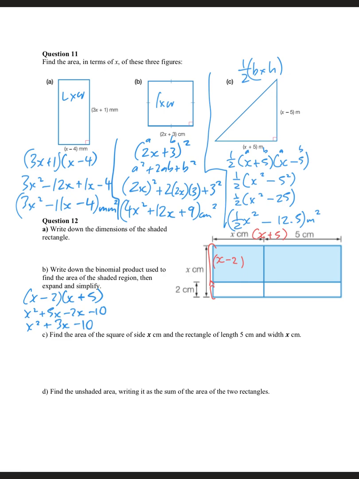Oh, okay, I see what this question is asking. It's asking me to write it there. So the shaded region is x take 2 width, and it's going to be x plus 5 long. All right.